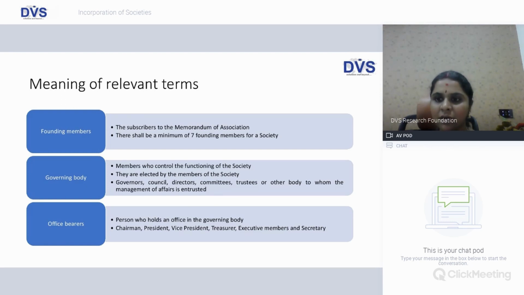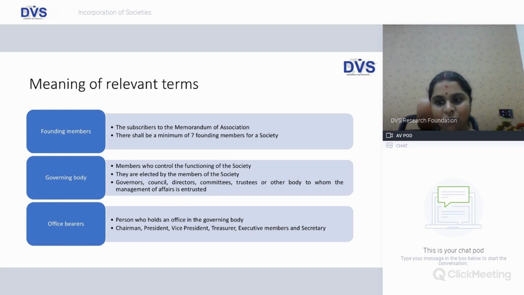Then the section on governing body comes. The governing body is the one which controls the functioning of the society. So they are elected again by the members of the society. The governors, council, directors, committees, trustees, or other body to whom the management of affairs is entrusted.